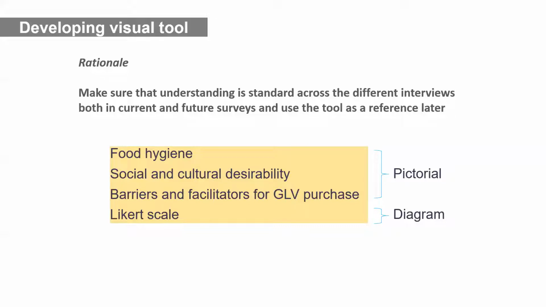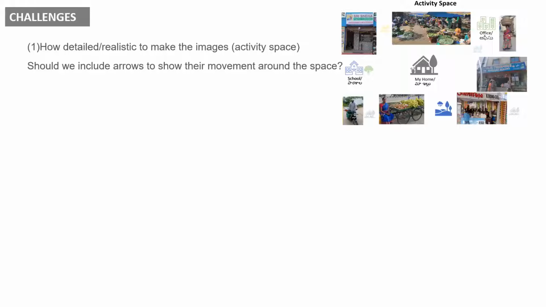So we developed a diagrammatic representation for the Likert scale, and for the remaining items—food hygiene, social and cultural desirability, and barriers and facilitators for green leafy vegetables—we developed a pictorial representation. And the challenges we faced while developing these images were, for example, the activity space.